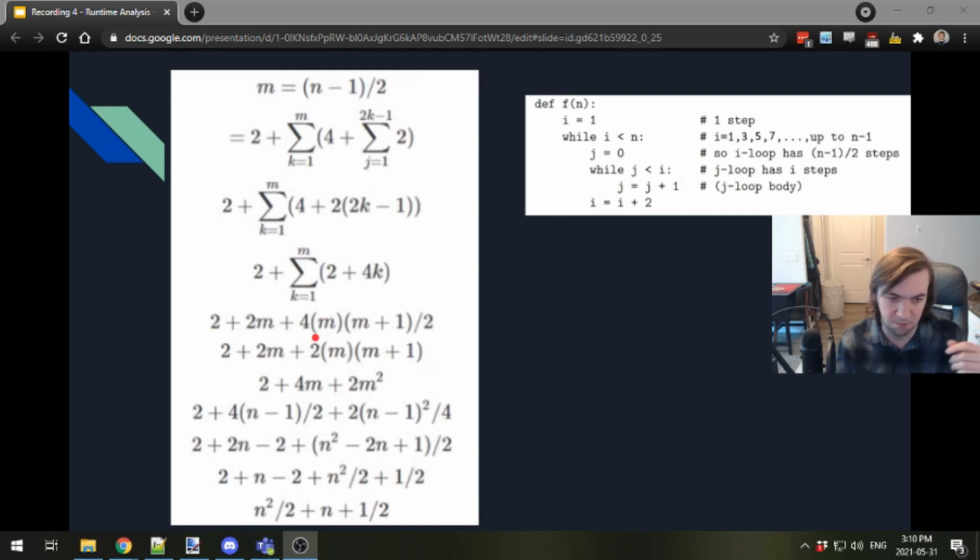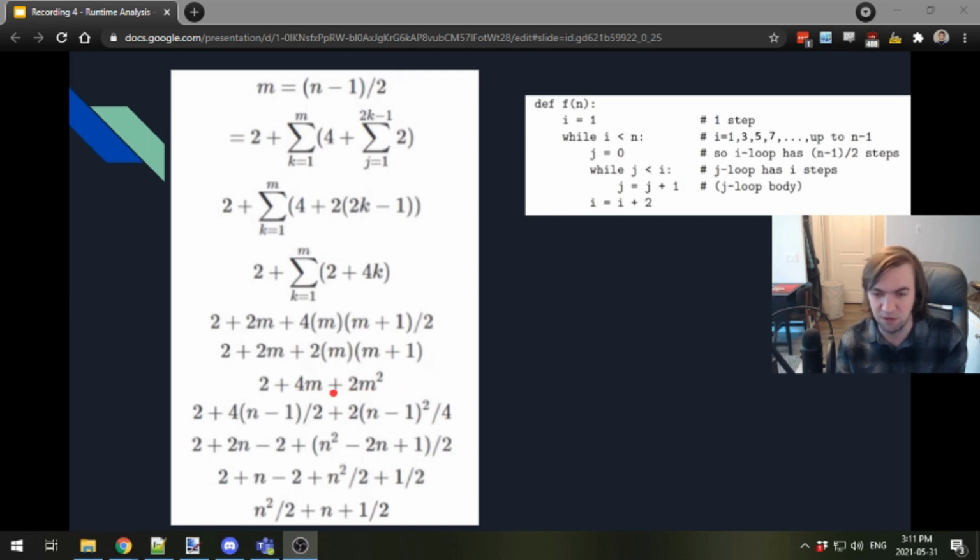Now, doing a little bit of simplification here, 2 cuts this in half, so we're left with 2 instead of 4. We can multiply this inside, so we have 2m squared. We have 2m times 1, so that's 2m, plus this 2m gives us 4m. So we got 2 plus 4m plus 2m squared.